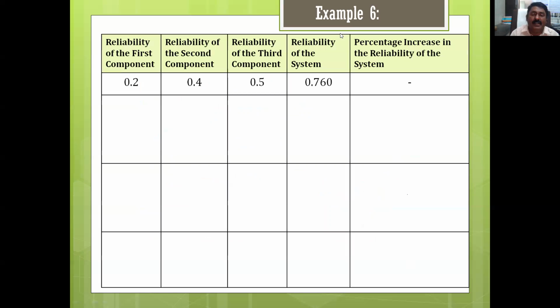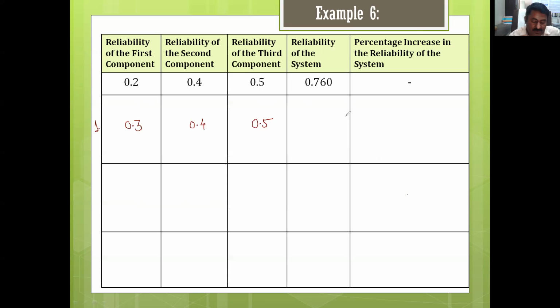So friends, here I have mentioned what is given: 0.2, 0.4, 0.5 and 0.760. This we have calculated. This is our basic thing. Now case number 1 we will go for. What is case number 1, friends? You can see here, the reliability of the first component is increased by 0.1. So 0.2 becomes 0.3. This will be as it is 0.4. This will be as it is 0.5. So we have to calculate the reliability of the system.